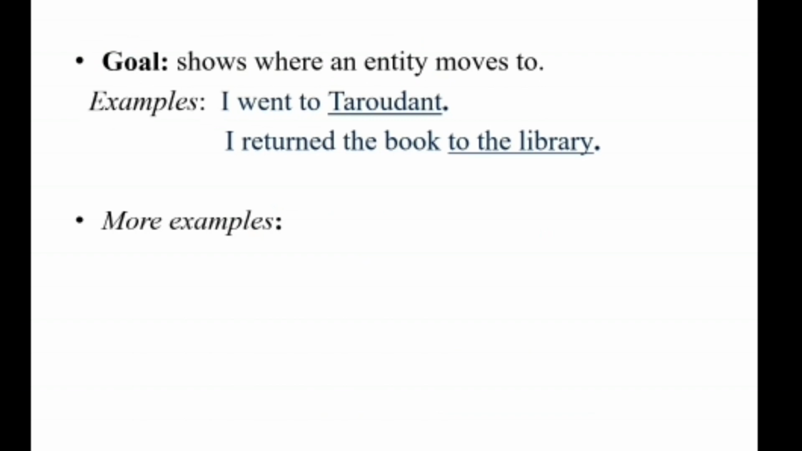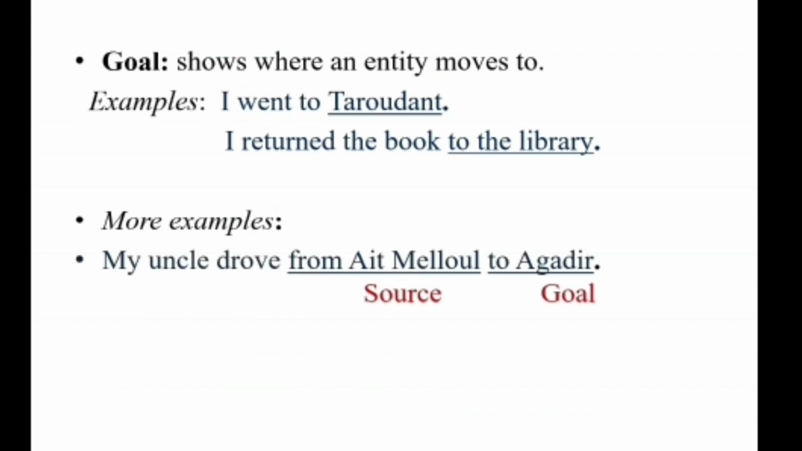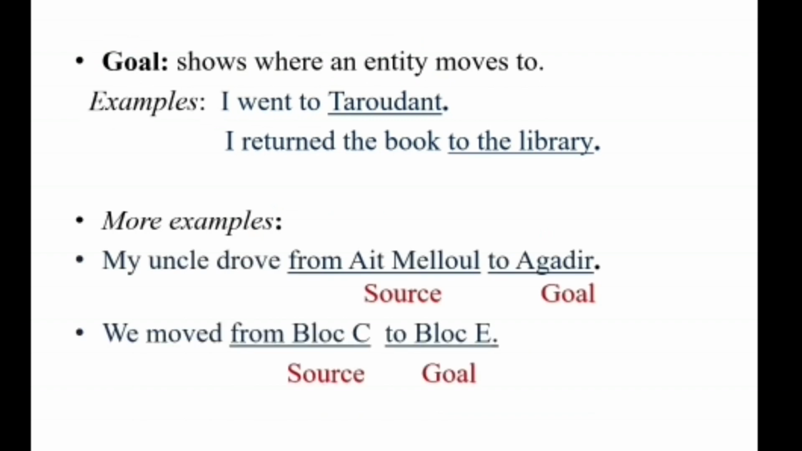For example, I went to Terudan. Terudan here is the goal. It's a destination in this example. Or I returned the book to the library. To the library here is the goal. More examples would be the following. My uncle drove from Ait Melul to Agadir. So Ait Melul is the source, and the place he moves to, Agadir, is in the semantic role of goal. Or we moved from block C to block E, as we have in our campus. Block C in this sentence is the source and block E is the goal.